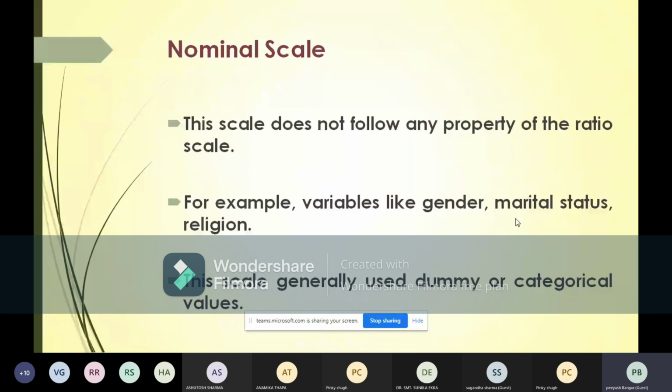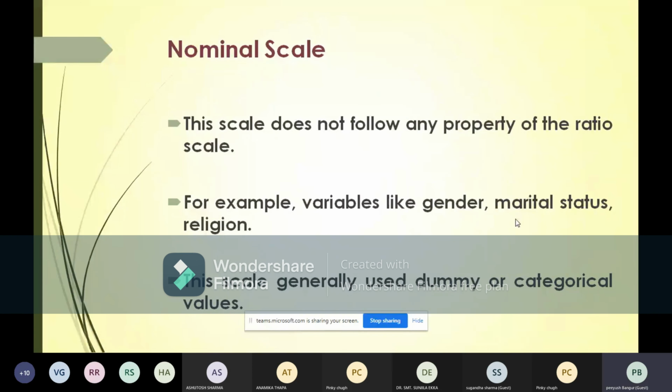Then the third point is that this scale generally uses dummy or categorical values. That's fine, that is correct. 0 1 0 1 0 1 you have to use. So a dummy variable is prepared by the 0 and 1 series only.